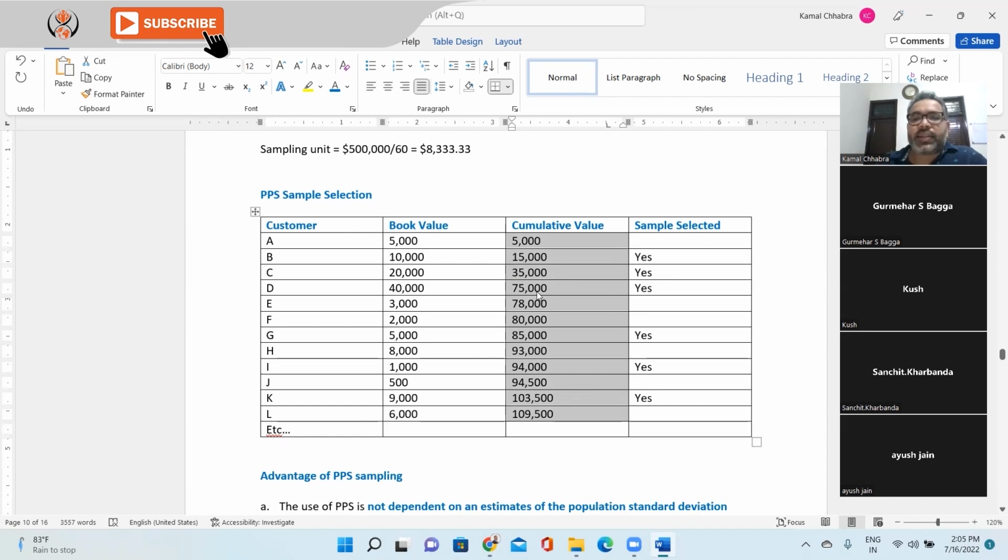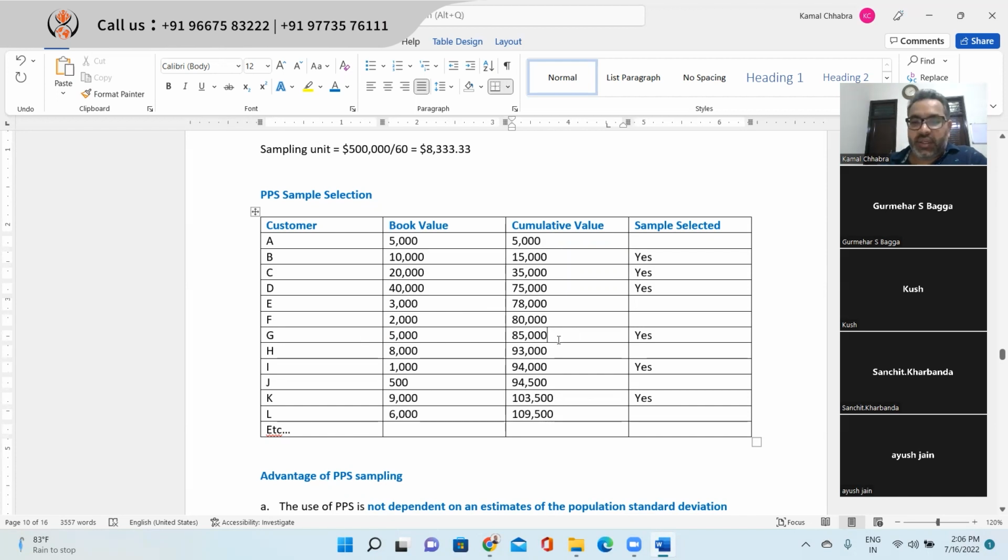Okay. Right? And then to 75,000, you will be adding 8,333. So that means 83,333 should be your next number which you will be selecting. And this is 78,000, so you will not be selecting this sample. Next one is 80,000. This is also below 83,000, right? Next is coming 85,000 here. So that means you will be selecting G as a sample, right? E and F are not your samples. Your next sample is G, right? And here it is 85,000.